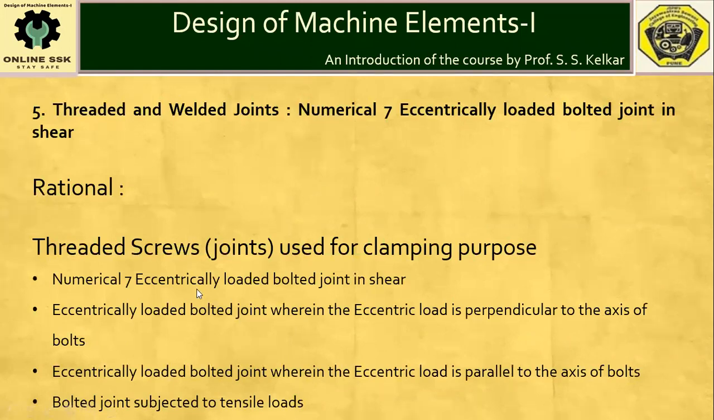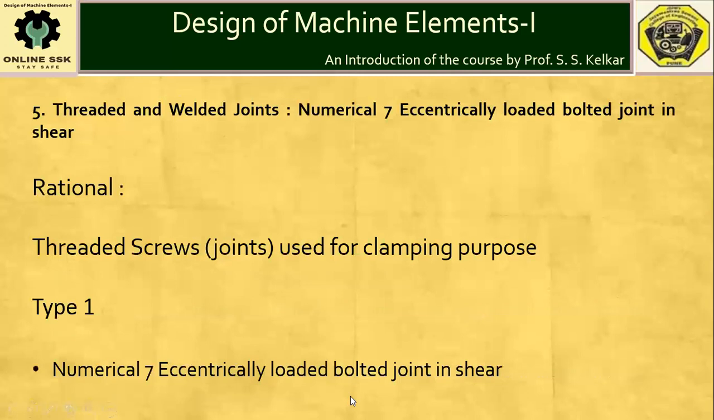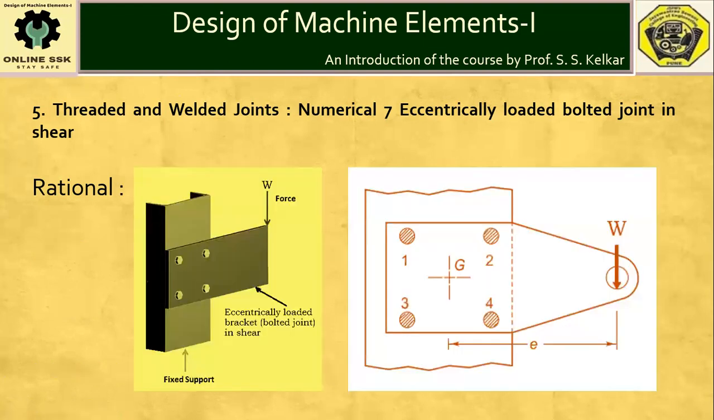Four different types of numericals can be based upon this consideration of threaded joints. Numericals on eccentrically loaded bolted joints in shear, numericals for eccentrically loaded bolted joints wherein the eccentric load is perpendicular to the axis of the bolt, eccentric load parallel to the axis of the bolt, and bolted joints in tensile loads. Of these four, the very first type, eccentrically loaded bolted joints in shear, is what we are going to discuss in this video tutorial.